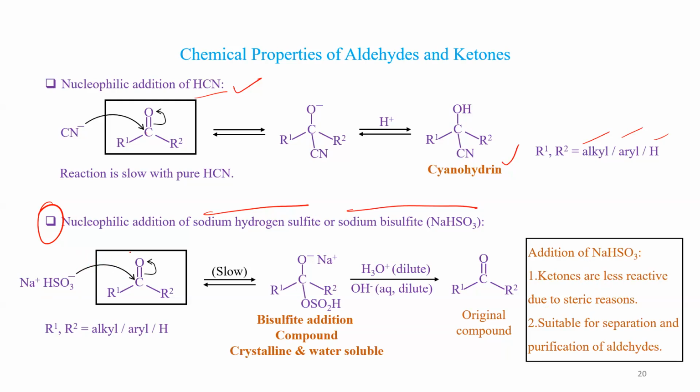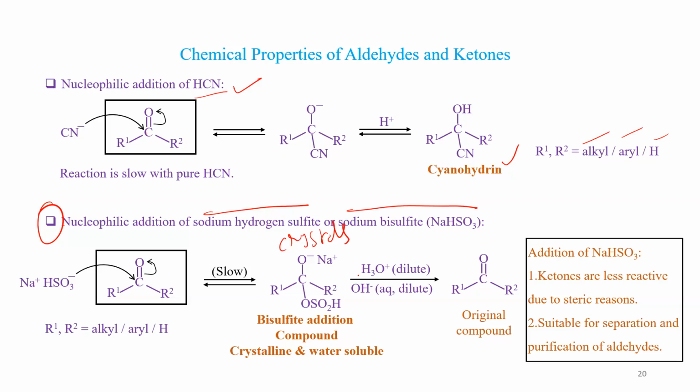Suppose I do this reaction with the aldehyde. With ketone also it can happen, but the rate of reaction will be very low. Suppose I do this with aldehyde. The addition happens across the carbon-oxygen double bond. HSO3 forms a bond with carbon through the sulfur atom, giving carbon OSO2H, then O minus will form a bond with Na plus. This occurs as crystals. We get a crystalline compound called the bisulfite addition compound or adduct. Since it is crystalline, we can separate it by filtration.